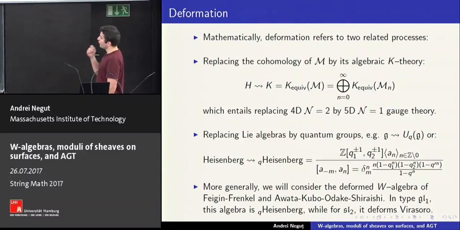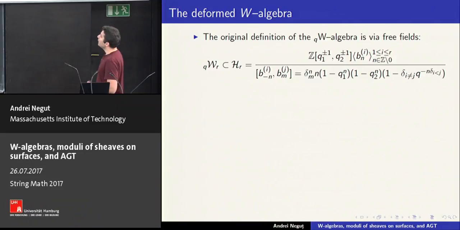Well, to give you a flavor of what this is, in type GL1, this deformed W-algebra is precisely this thing. So it's precisely Q Heisenberg, which you see here, the GL1 case. In the case of SL2, the corresponding algebra is the deformed Virasoro. In the case of GL2, it'll be a tensor product of the deformed Virasoro and the deformed Heisenberg. And for higher R, we will see on the next slide how to describe this algebra, but it will be a more complicated beast. So here's what it is.